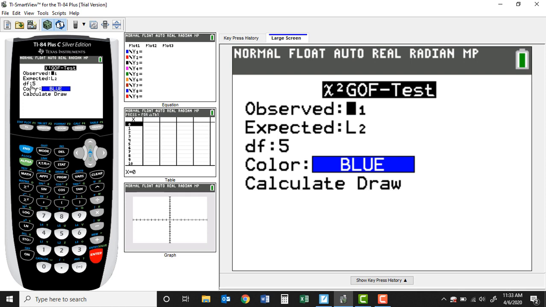It also asks for our degrees of freedom. Now, our degrees of freedom for this particular problem was 11 because we had 12 different cell values because of the 12 different zodiac signs. So 12 minus 1 is 11. So we're going to have 11 degrees of freedom. We're going to go down here and tell it to calculate this.